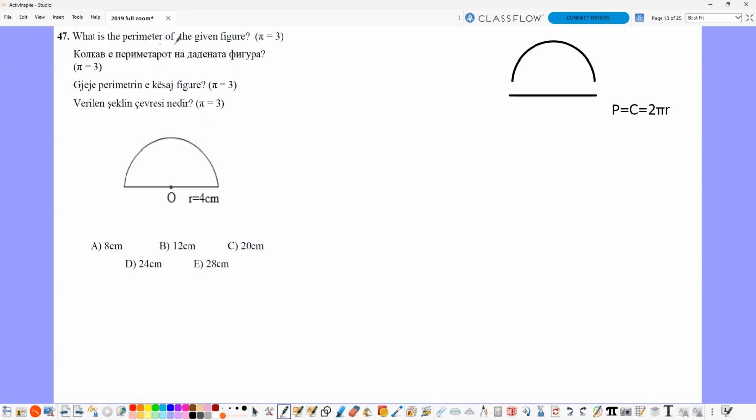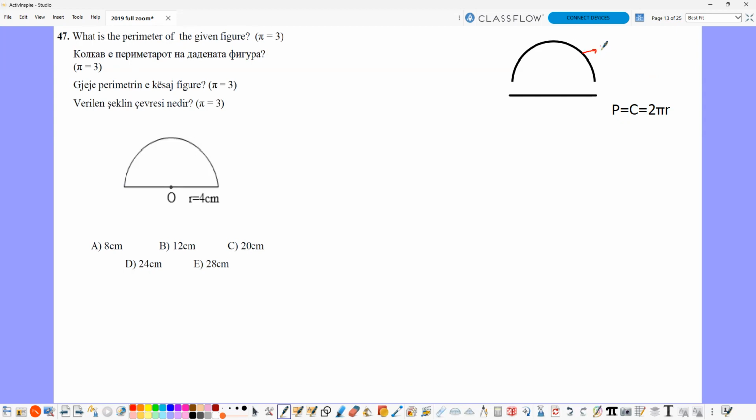This is: what is the perimeter of the given figure? So this is a half circle and one diameter. Here I try to draw the perimeter of the circle. It is also called the circumference, that's why in English it is like that. Perimeter, this is the circumference. It is equal to 2 pi r. But this is the perimeter of the full circle.